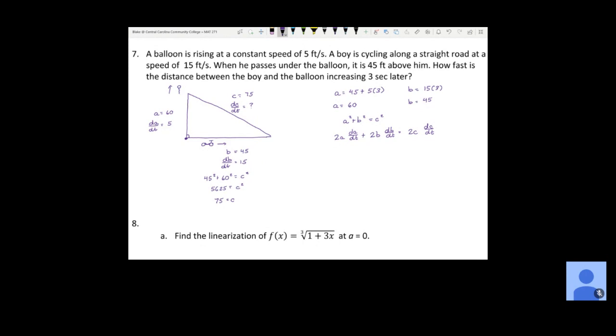All right, now that we've got everything we want to substitute in, we can just plug in here. So we're going to get 2 times our A value, which is 60, times our rate, which is 5, plus 2 times B, which is 45, times dB/dt, which is 15. And then 2 times 75, times what we're looking for, dC/dt.